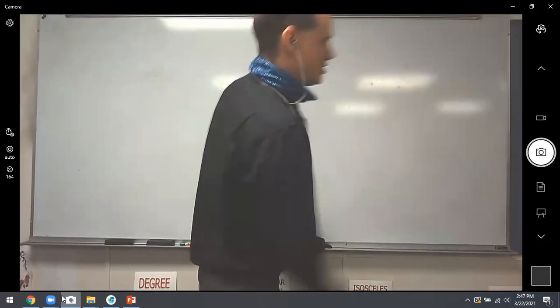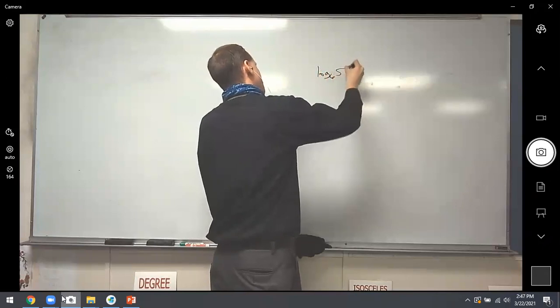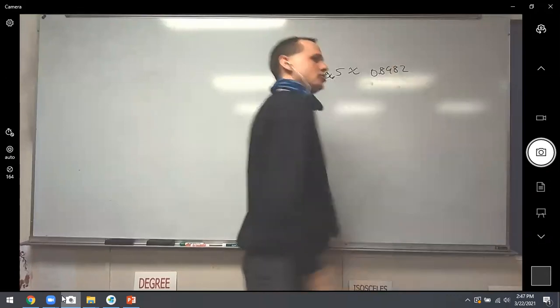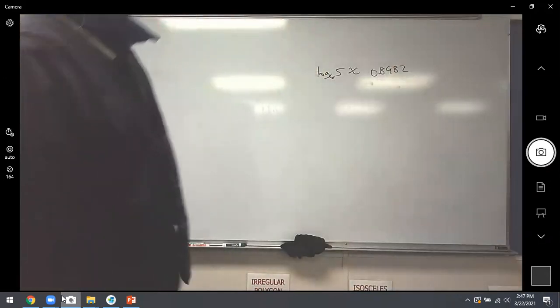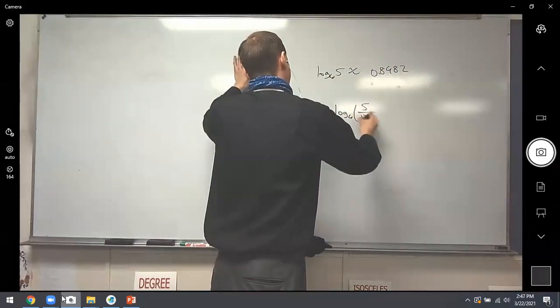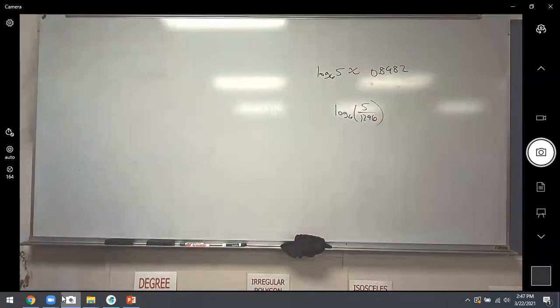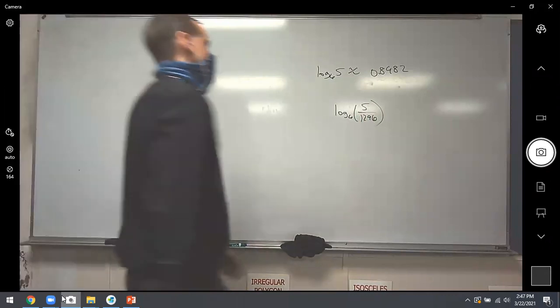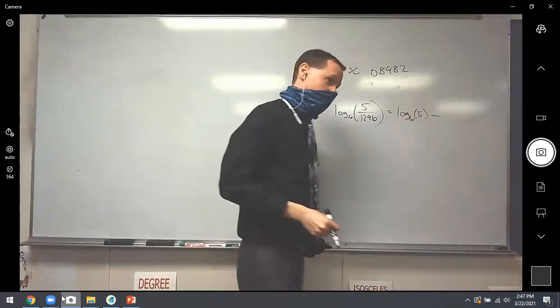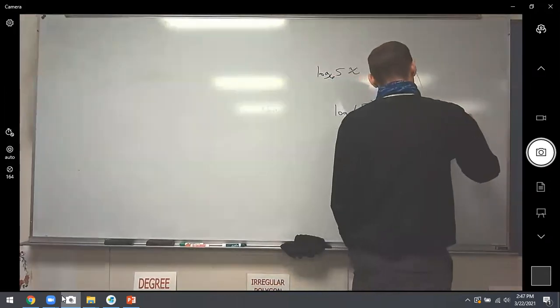Bottom one on the board says, use the fact that log base 6 of 5 is approximately 0.8982. Use this fact to come up with an estimate for what log base 6 of 5 over 1296 is. Right off the bat, guys, what property jumps to mind? I think quotient again, yeah. So let's go ahead and do that. Log of the top minus, right? Quotient property, yep, minus the log of the bottom.